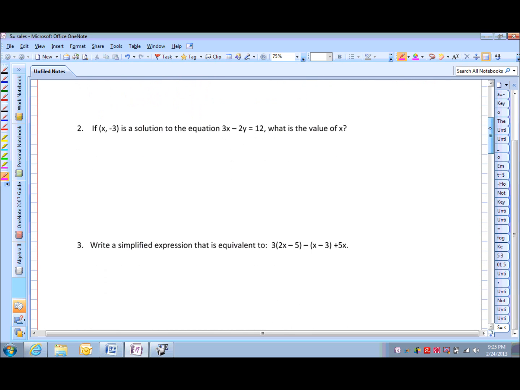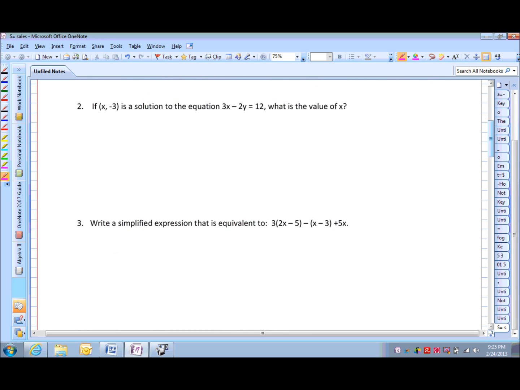Okay, moving on to number 2. It says, if the ordered pair x, negative 3 is a solution to the equation 3x minus 2y equals 12, what is the value of x? Now, remember, our ordered pairs are always written in XY form. So they give us a Y value. Y is equal to negative 3.